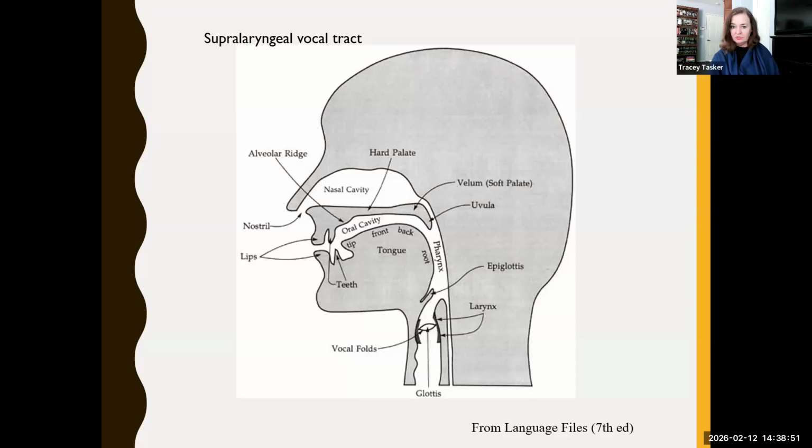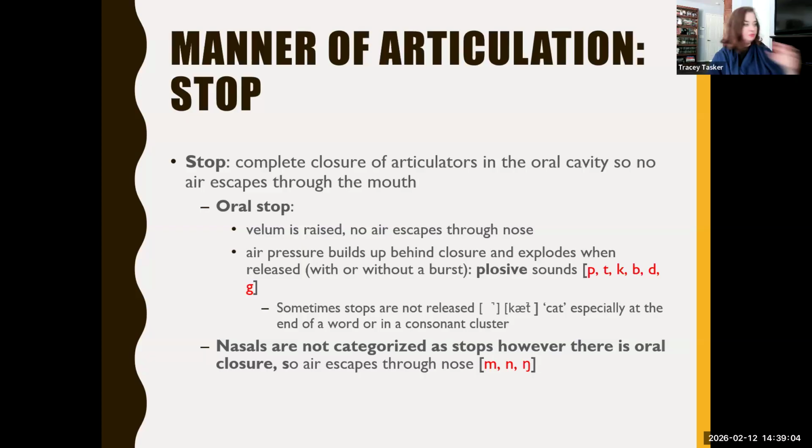Just another picture of our supralaryngeal vocal tract. And again, we're talking about how the airflow is constricted along this tract. So the first manner we're going to talk about is stops. As I talked about earlier, stops are learned very early in development, and stopping as a phonologic process is very common in young children.